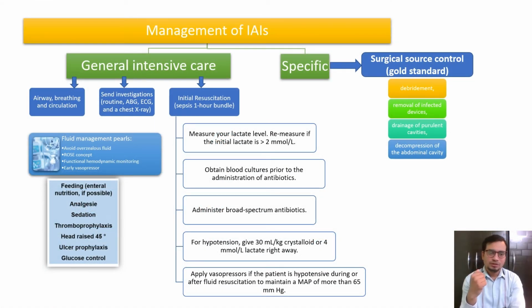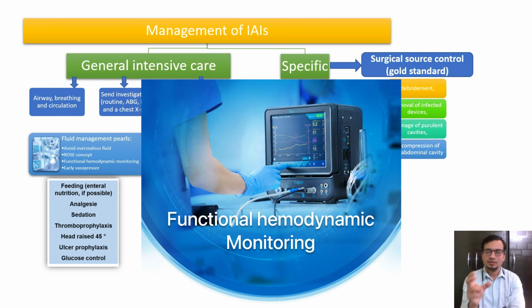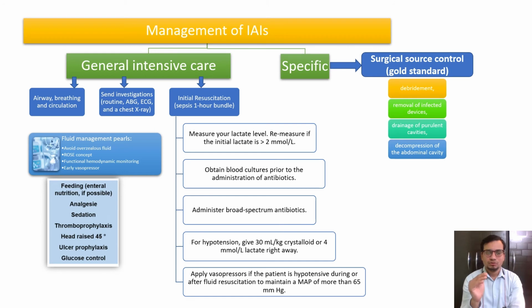And then you can do functional hemodynamic monitoring, which will guide further fluid therapy during the resuscitation. Then you have to use early vasopressors to restrict the amount of fluid. Then you could start the feeding if there is no anastomotic breach, no secondary or tertiary peritonitis. But if it is suspected that there is a breach, then definitely you should withhold the oral feeding. You can start TPN, total parenteral nutrition, depending upon whether the patient is very malnourished at baseline. Otherwise, you have to wait for 7 days to start TPN.